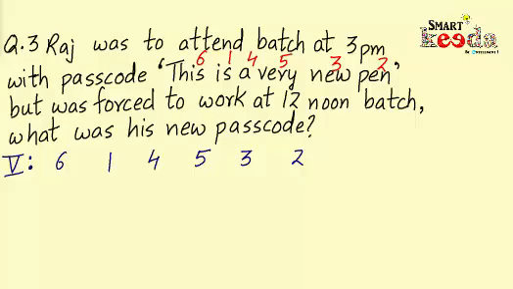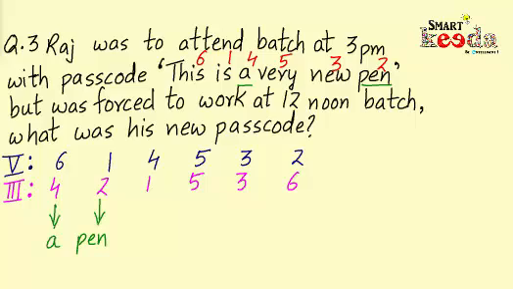Now as we need to find the passcode for batch at 12 noon, that is the 3rd batch, for this we will note down the pattern of the labeled numbers for batch 3 that we obtained in the initial example, which is 4, 2, 1, 5, 3 and 6. Now for each labeled number in batch 3, we will write the corresponding words from the passcode given in the question. Such as the corresponding word for the labeled number 4 is a, so we will write a below 4. The corresponding word for the labeled number 2 is pen, so we will write pen below 2.